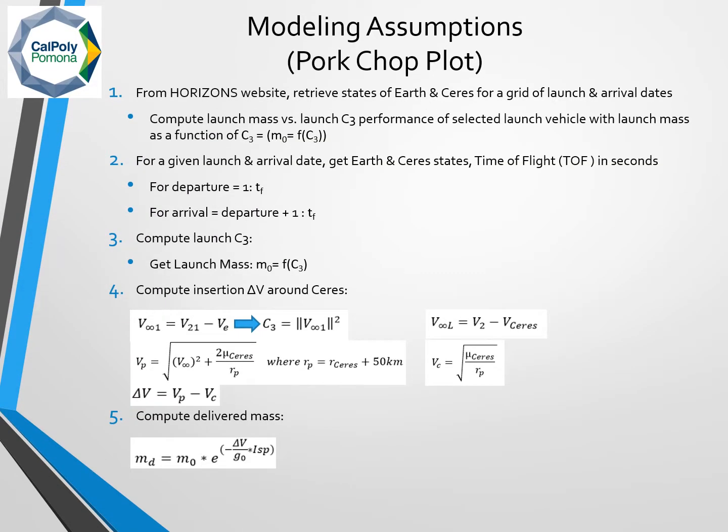To generate all the values needed in calculations and results of a porkchop plot, the following method was applied. First, we gathered the position vectors of each planet, Earth and Ceres, from Horizons to produce a grid of different launch and arrival dates. We then calculated the launch mass as a function of C3, gathered our time of flight for each launch and arrival date in seconds, and computed the insertion change of velocity around Ceres. Finally, we found our mass delivered.